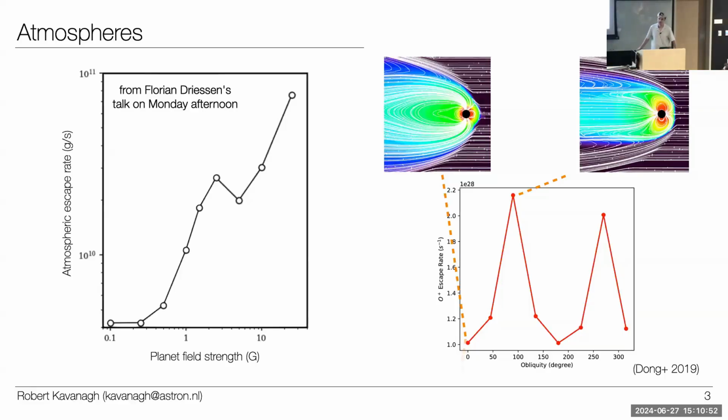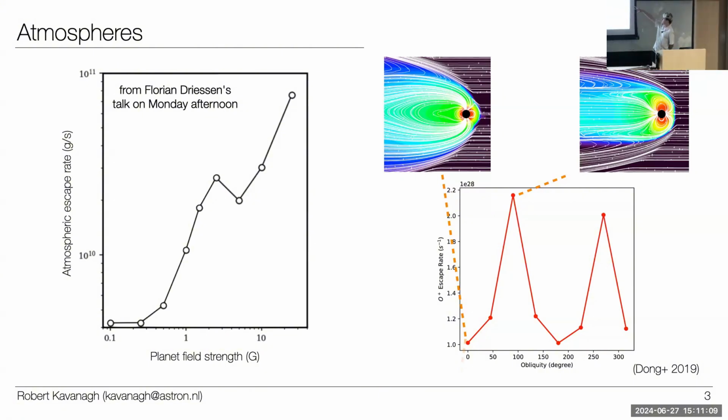We've heard a bit about this already in this conference. Florian gave this nice talk on Monday, I believe, showing the effects of atmospheric escape on an exoplanet as a function of how strong its magnetic field is. So this is pretty obvious.